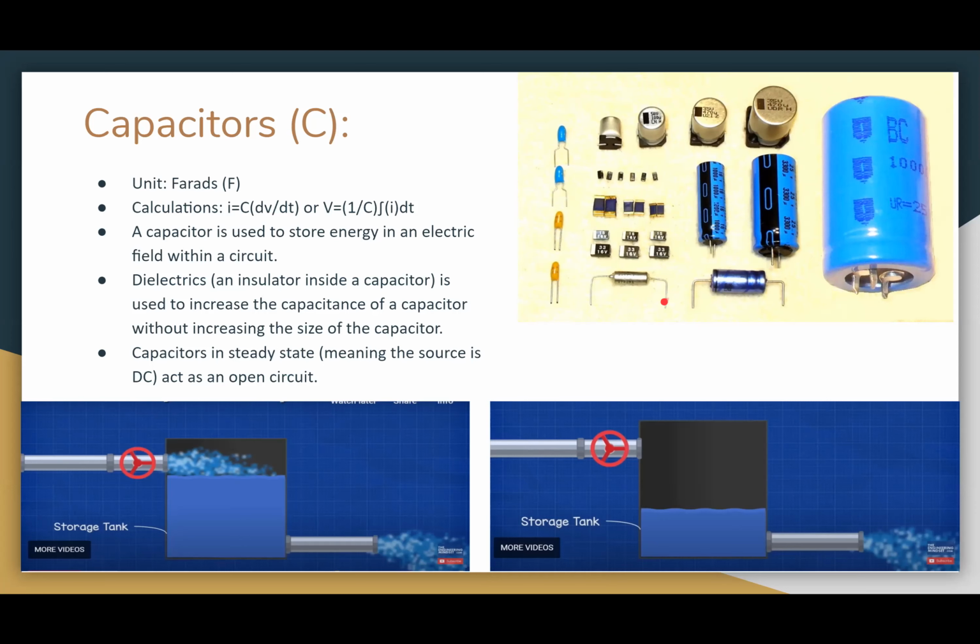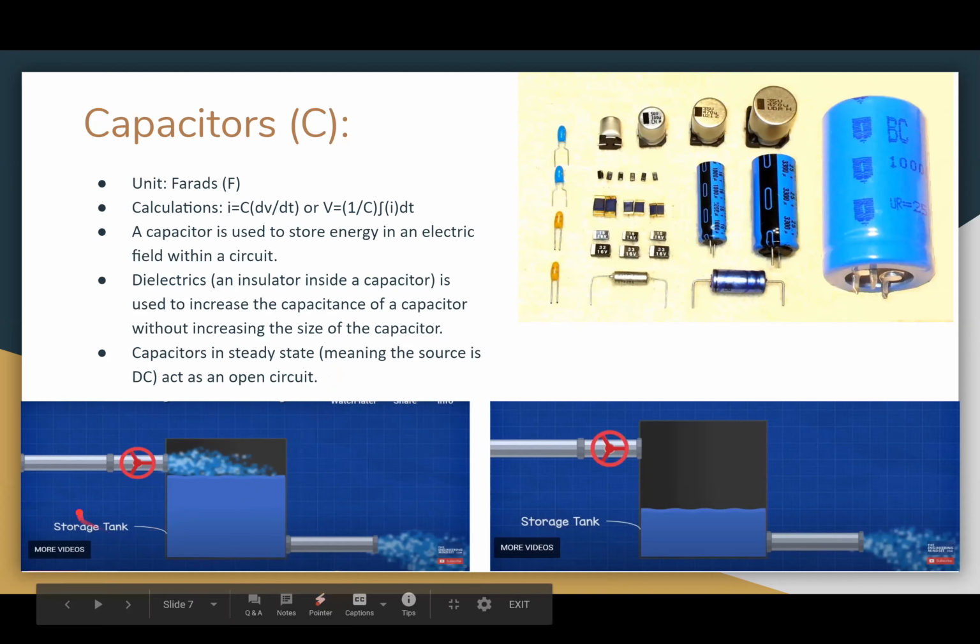The next thing is capacitors in steady state. What that means is that the source is DC. In steady state, again, we just talked about DC source and AC source. When a capacitor is connected to a DC source, it's just going to act as an open circuit. So in steady state, the capacitor really won't do much. Instead, it causes an open circuit, so no current will be flowing through where that capacitor is.